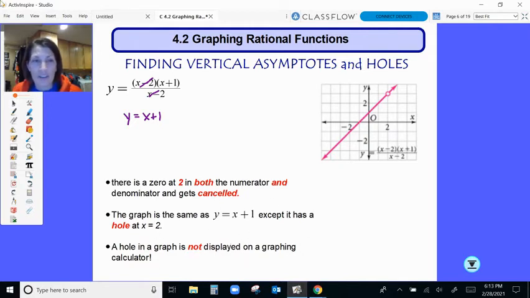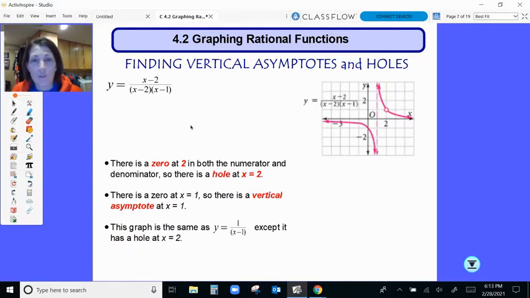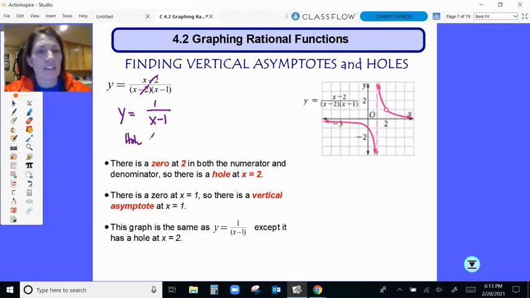So it's not always displayed, hardly ever on a graphing calculator or anything. Here's another one right here. We actually have a hole and an asymptote. You'll notice on this one, we do end up canceling factors out right here. So we have y equals 1 over x minus 1 left. And so that's my graph right here, 1 over x minus 1. Notice my vertical asymptote shifted over 1 right here. And then I have my graph here. And I also have a hole at x equals 2. I have a vertical asymptote at x equals 1.